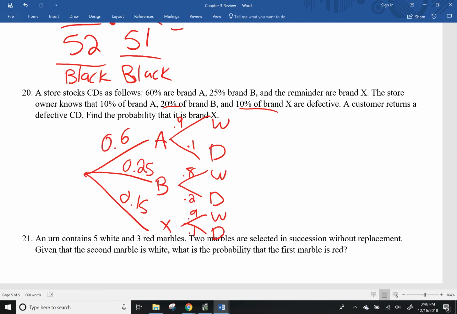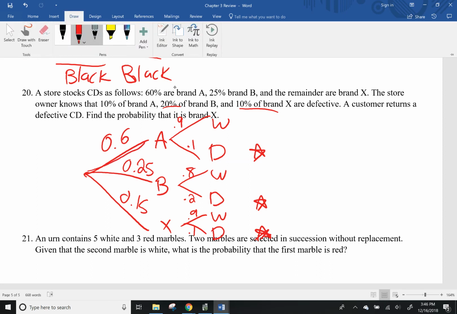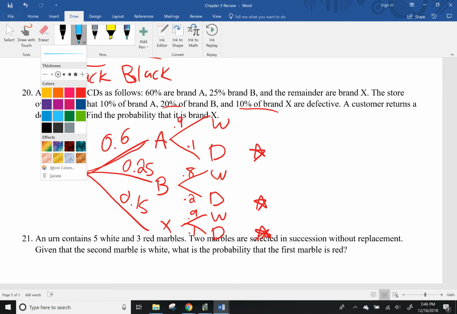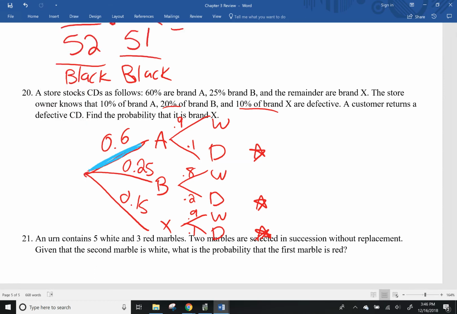Now, it says that a customer returns a defective CD. So we already know our CD is defective. So I want to know what's the probability in total for my defective CDs. So multiply these branches out, and I'm going to use a different color to highlight these branches I'm working with. This branch here will be our defective for A. So 0.6 times 0.1.